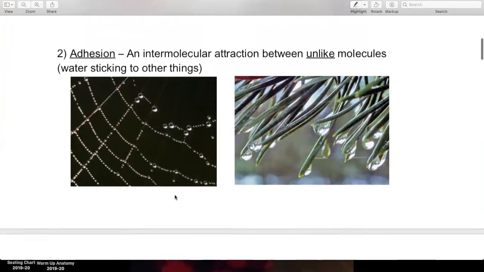Not to be confused with adhesion, an intermolecular attraction between unlike molecules, which means water sticking to other things, right? One substance sticking to another substance. That's what it means to adhere. Right? Tape, glue, Band-Aids, these are all known as adhesives. Band-Aids are actually known as adhesive strips. Now, to adhere or adhesion is to stick to something else. Water sticking to a spider web, water sticking to the pine needles of a pine tree. You get the idea.